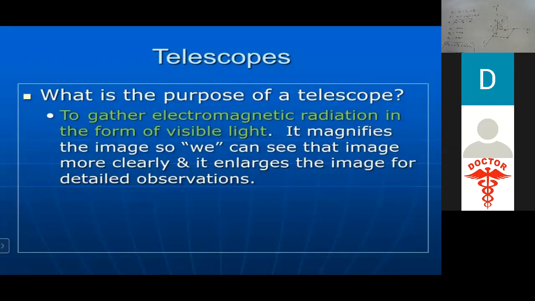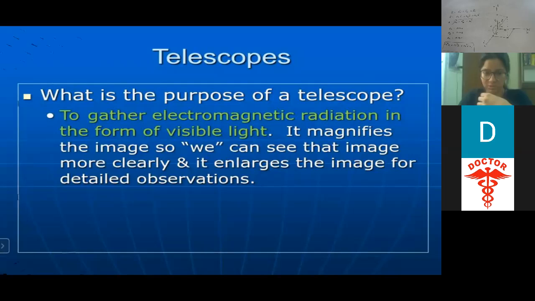Now, telescope. What is the purpose of a telescope? To gather electromagnetic radiation in the form of visible light. It magnifies the image so we can see that image more clearly, and it enlarges the image for detailed observation.